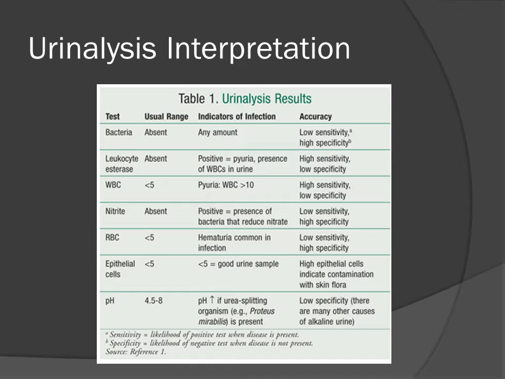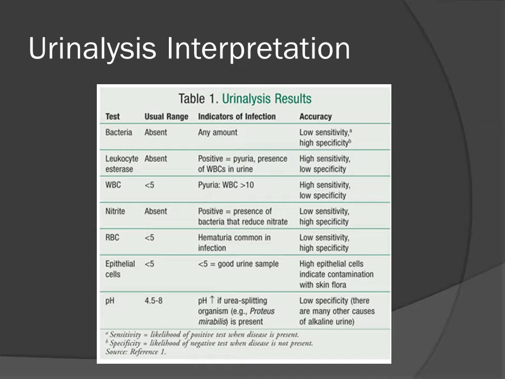High specificity means that when it's not there, you pretty much don't have a UTI. Leukocyte esterase, high sensitivity and low specificity. White blood cells, again, high sensitivity, low specificity. Nitrites, low sensitivity and high specificity. So it's low sensitivity simply because not all bacteria make nitrites.